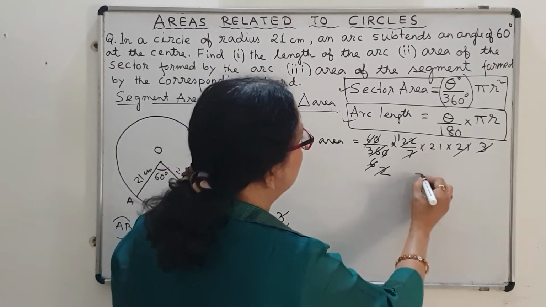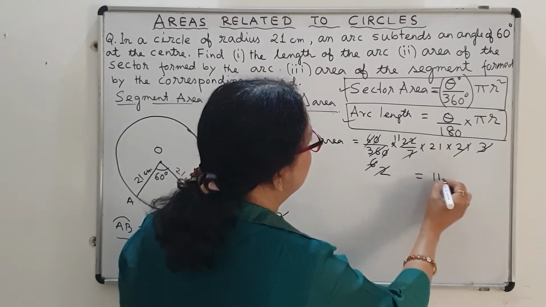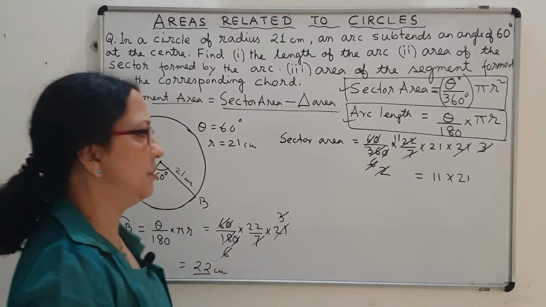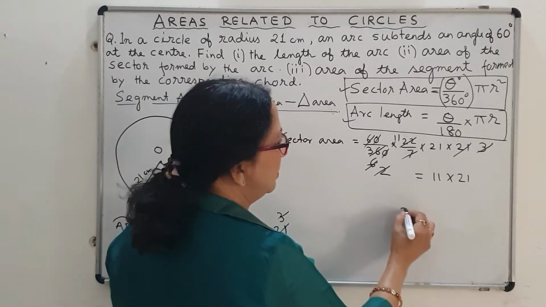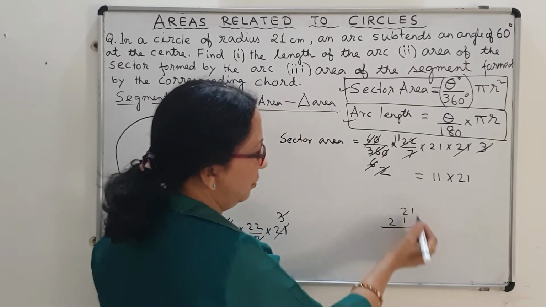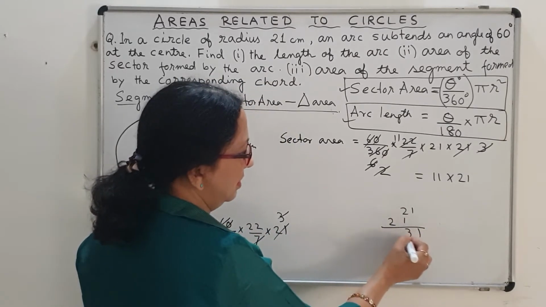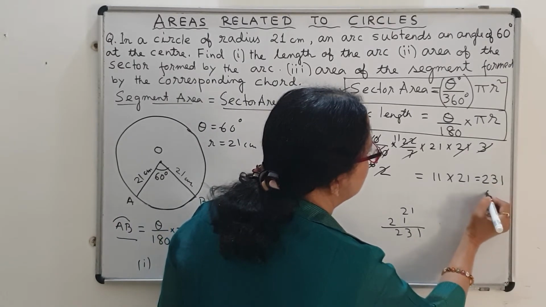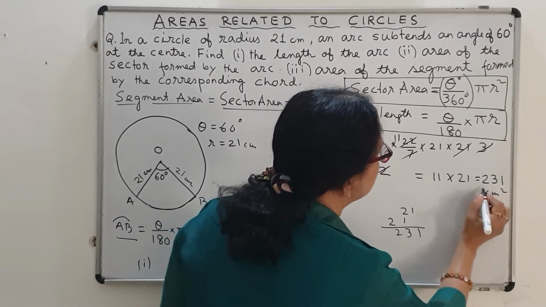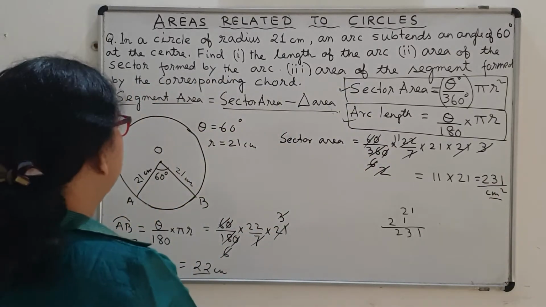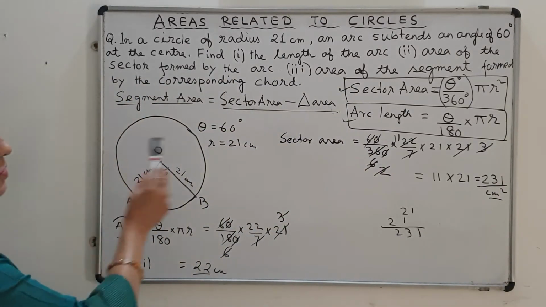So what am I left with? Let me check. 11 is there into 21 and nothing is left, only this. And this multiplication is very easy. Multiplication by 11 is what I have shown you: shifting, then adding. So it came out to be 231 centimeter square. So that is the answer. 231 centimeter square is the sector area, this whole area. So the second part is done.